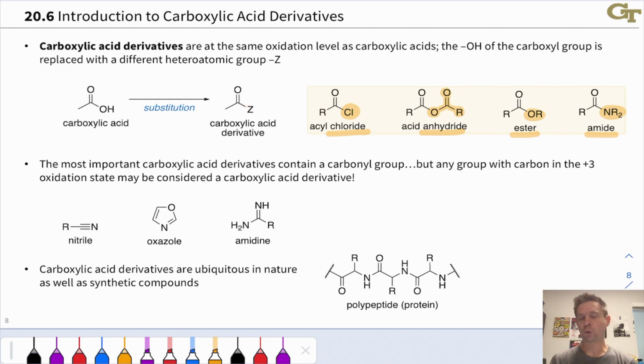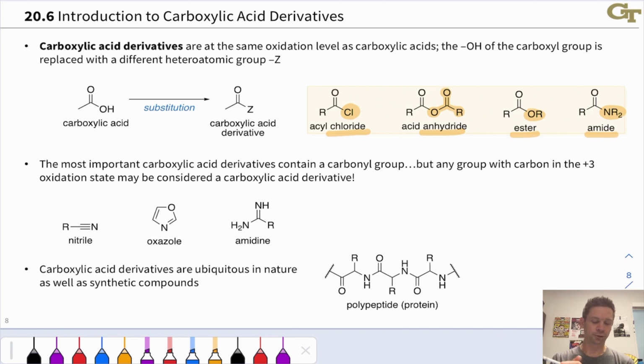And of course, the most important carboxylic acid derivatives do contain the CO double bond, but we can think of any carbon in the +3 oxidation state as analogous to a carboxylic acid derivative and derivable from a carboxylic acid through substitution type of chemistry.